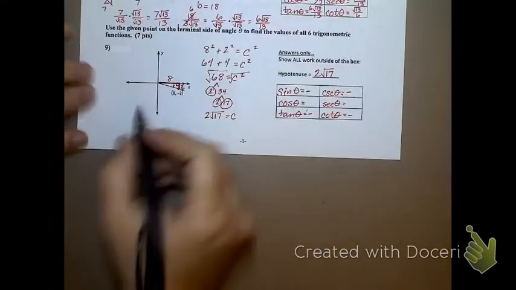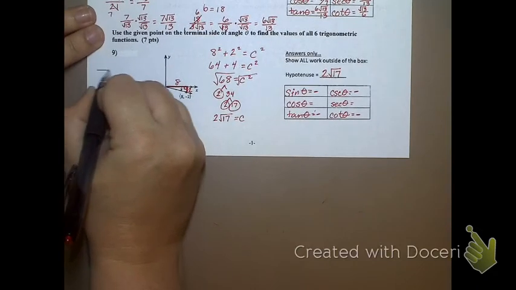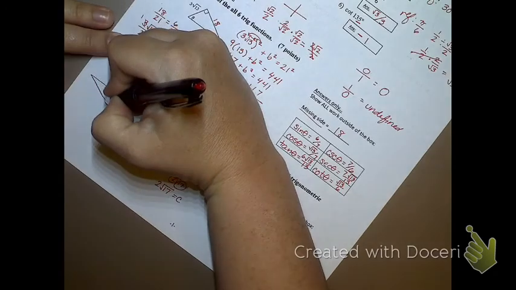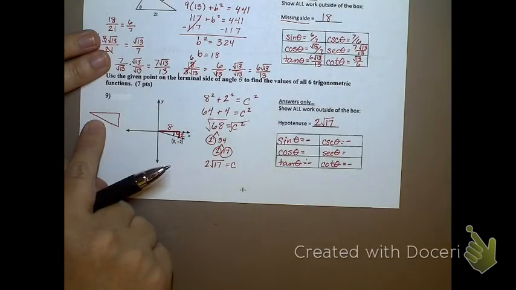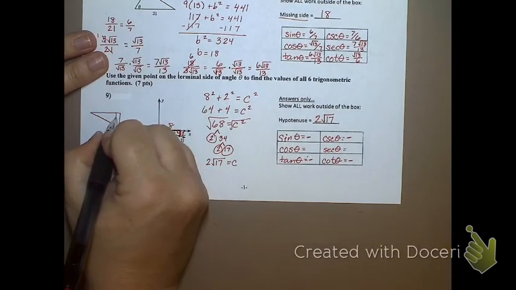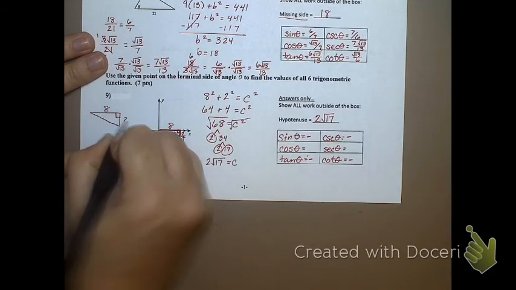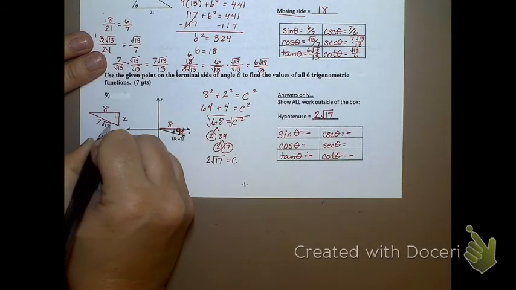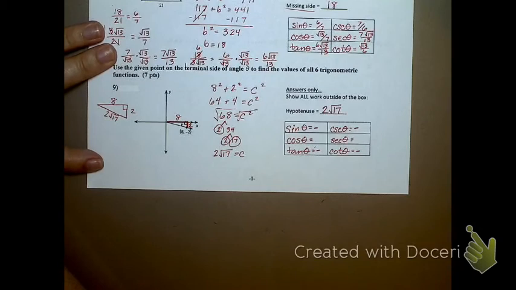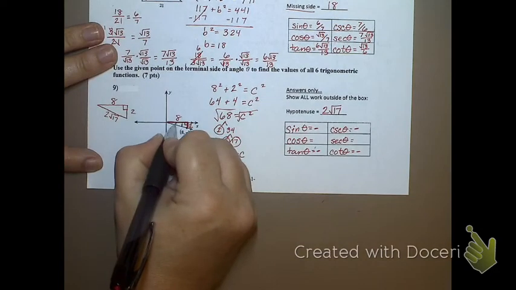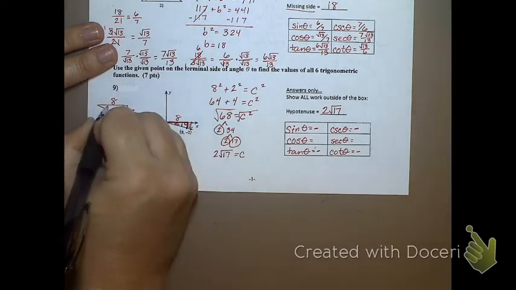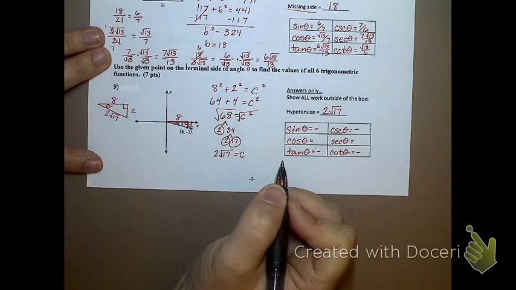So let's see. I'm going to draw this triangle a little bit bigger just so that I can see things a little bit better. So do you see that that's identical? I just blew it up over here. So this is 8, this is 2, and this is 2 rad 17. Which angle is theta? The one closest to the origin, the one that has the vertex at the origin. So that's this guy right here. In my drawing, it's that guy right there.